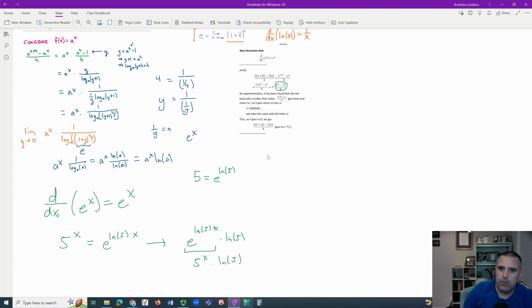So in general, there's these two rules. The derivative of e to the x is e to the x, and the derivative of a to the x is a to the x times the log of a.